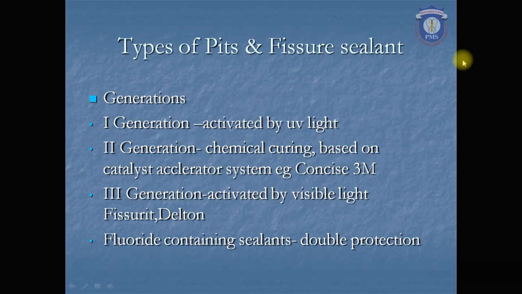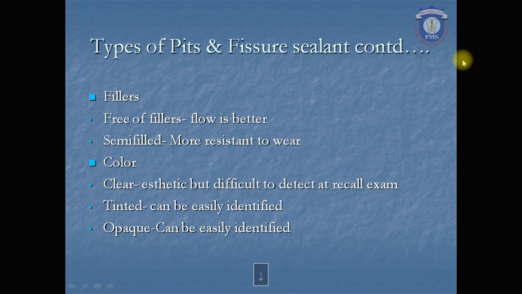Types of pit and fissure sealants are classified according to generations. First generation is activated by UV light. Second generation is by chemical curing based on catalytic accelerator systems, example Concise by 3M. Third generation is activated by visible light, example Fissurit and Delton. Fluoride containing sealants are the most effective, giving double protection. And again, they are classified based on fillers: unfilled, flows better; semi-filled, more resistant to wear.